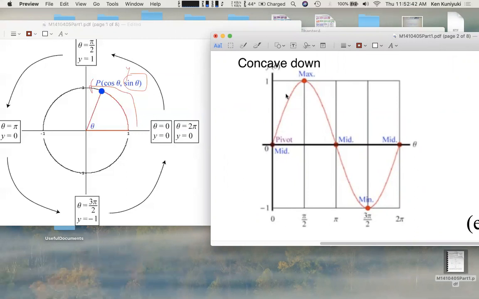So we've gone from here up to here, which is a max point. We started at this middle pivotal point, and we're going up to this max point. It's one of the highest points on the graph.